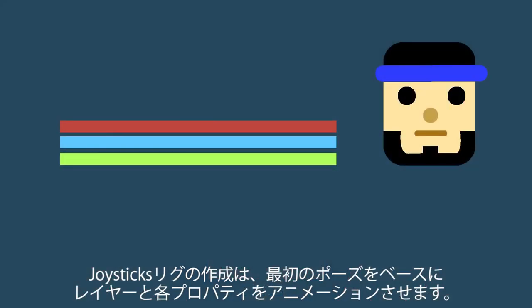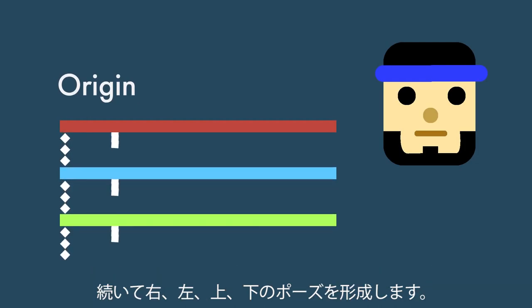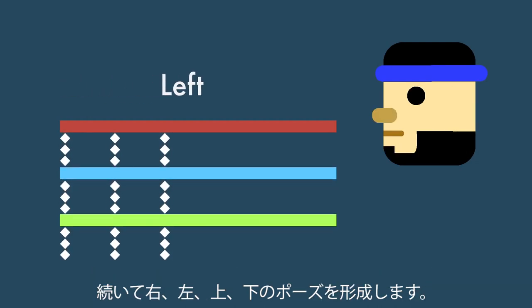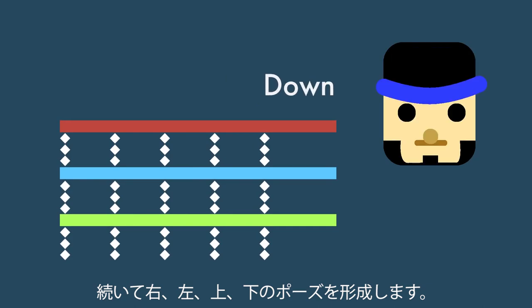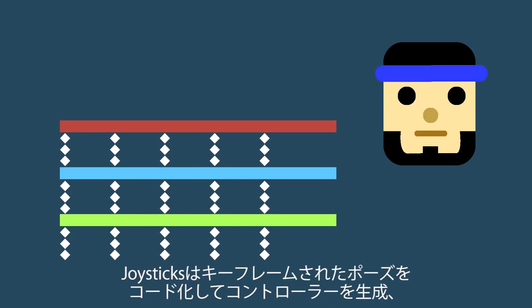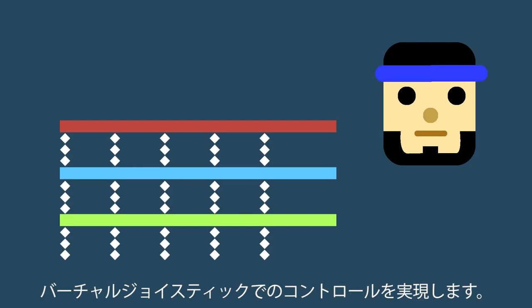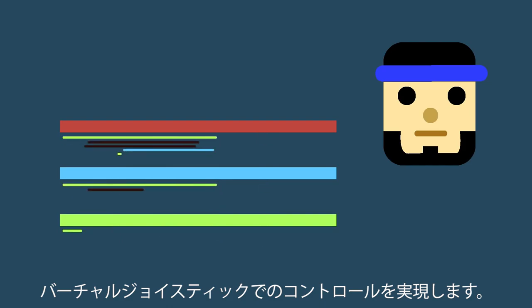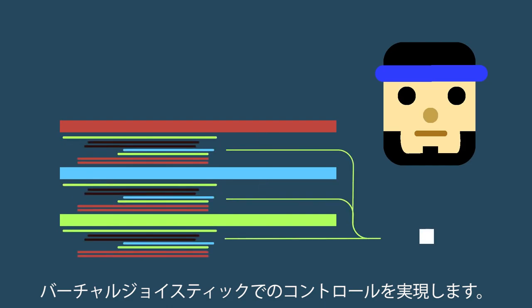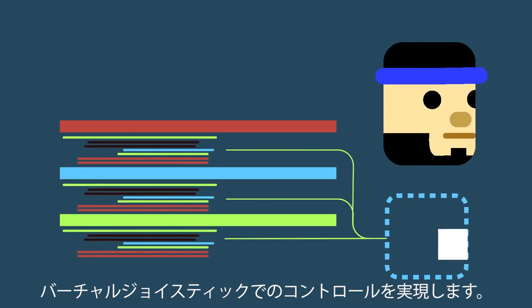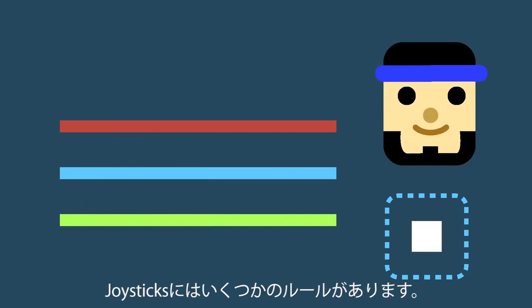Now, to create a joystick rig, you must animate your layer and properties into an origin pose, then a right pose, left pose, up pose, and down pose. And let's pretend these three layers represent all the layers and properties used to make this head rig. Joysticks and Sliders takes these poses and turns them into code and processes them into expressions that are controlled by a virtual joystick.